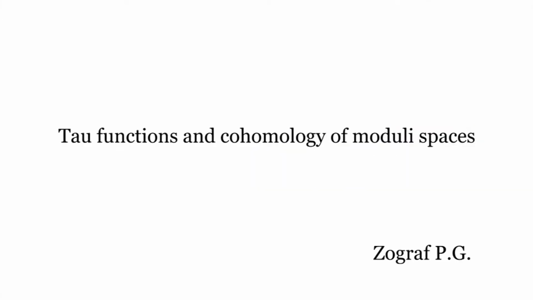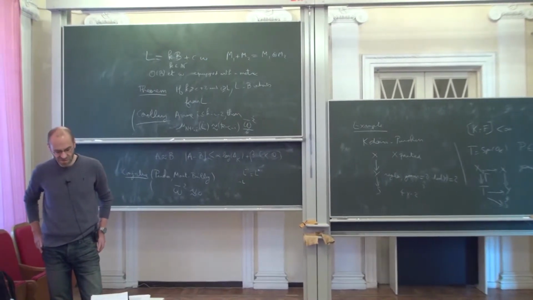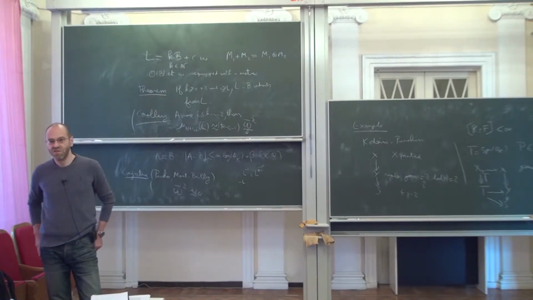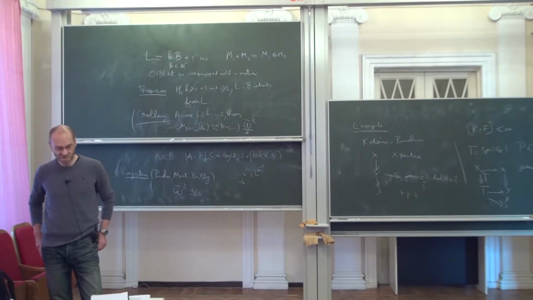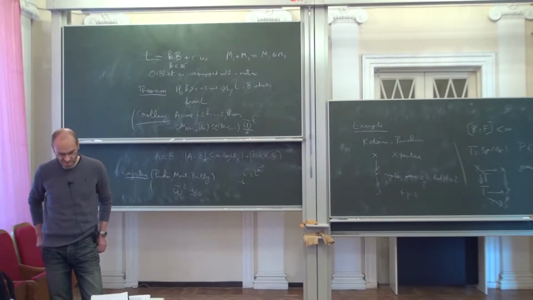In my talk, I'll give a few examples of applications of tau functions to the geometry of modular spaces. The term tau function has different meanings in different areas of mathematics. So the tau functions that I want to discuss in my talk originally come from the theory of integrable systems. And they are generating functions for commuting flows.